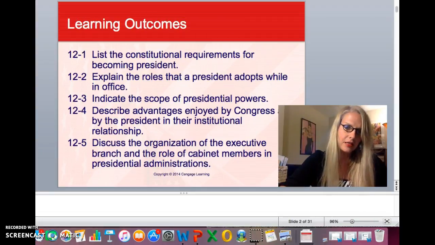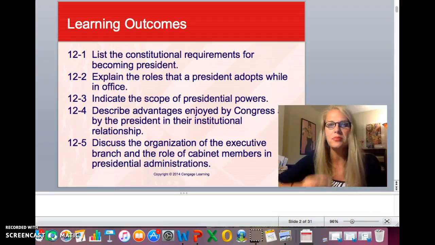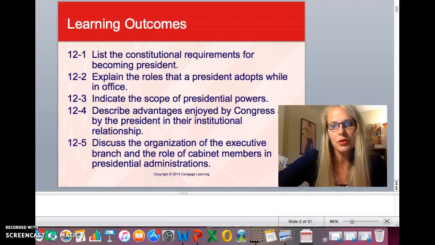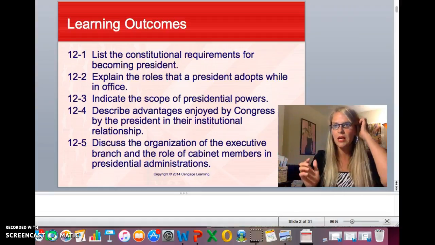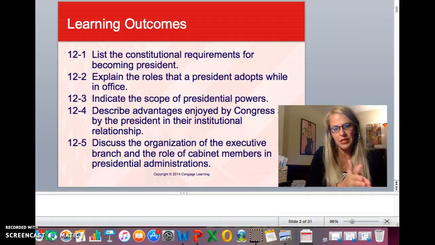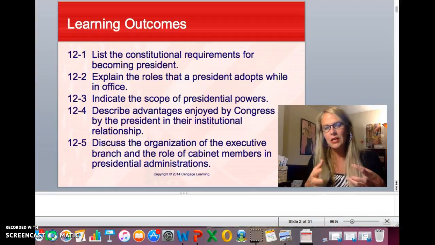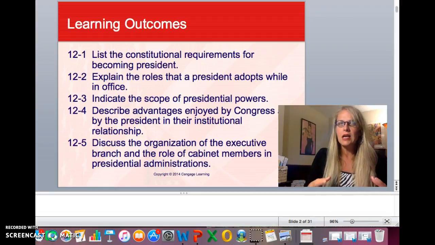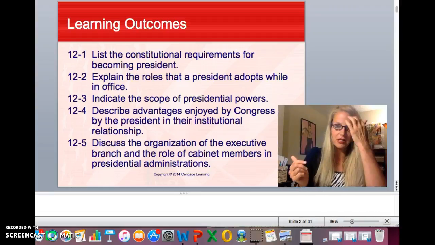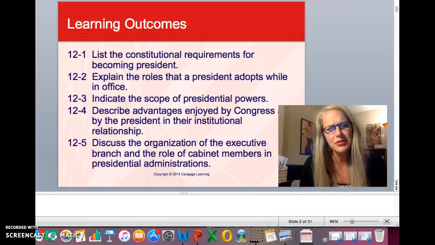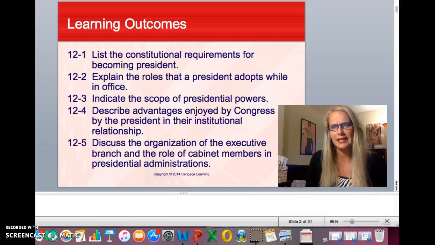All right. Our learning outcomes for this chapter are: list the constitutional requirements for becoming president, explain the roles that a president adopts while in office, indicate the scope of presidential powers, which is really interesting because it changes from president to president. You can see a progression of different presidents actually taking on different responsibility and then kind of passing that baton to the one behind them. Very interesting, almost like it is organic and is a growing type of office.